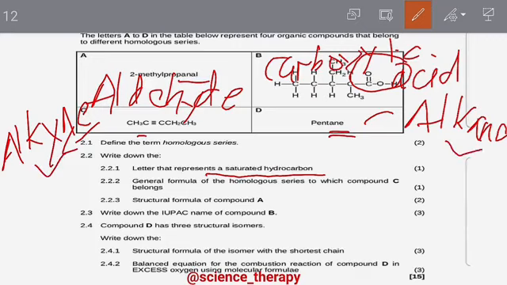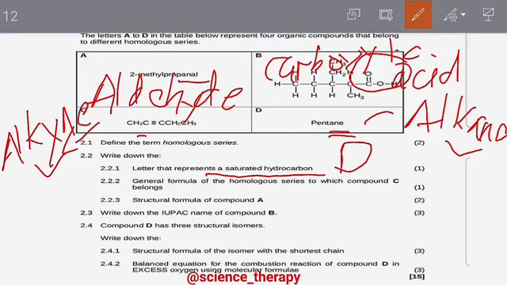Now let's look at the word saturated. You will remember that we said saturated hydrocarbons are hydrocarbons whereby there are single bonds between the carbon atoms. So which one has single bonds between your alkyne and your alkane? We know it's an alkane. So that means the correct letter here is D. So pentane is a saturated hydrocarbon.